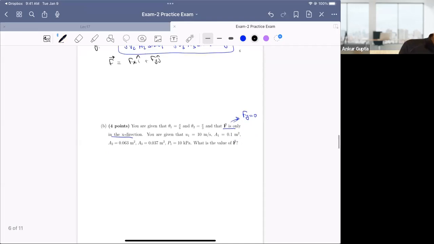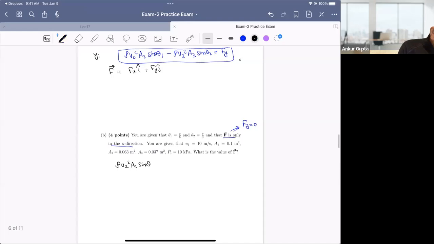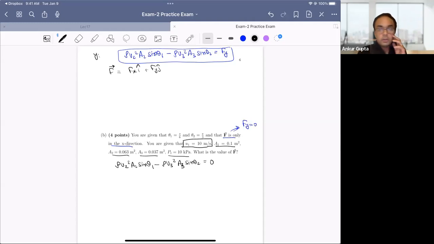So it's saying rho U2 square A2 sine theta 1 minus rho U3 square A3 sine theta 2 is equal to 0. Okay. And so this gives me, essentially, I know the value of U1. I know the value of A1, A2, A3, and I also know the value of P1. What I don't know is the value of U2 and U3.